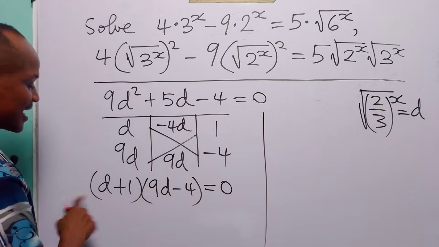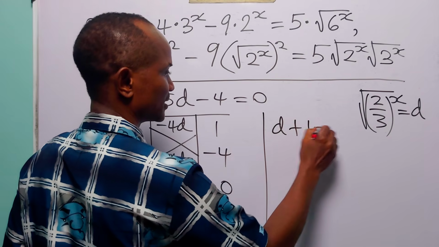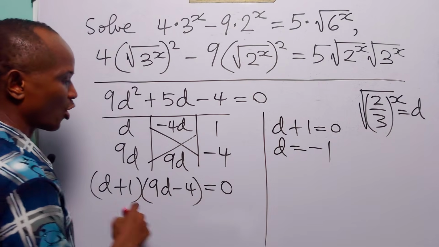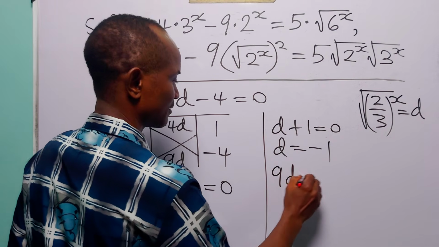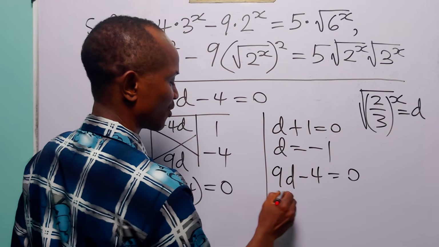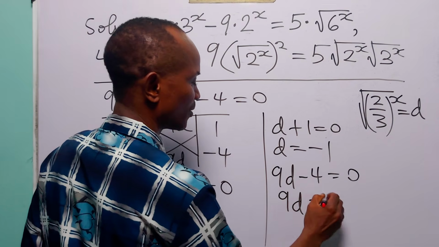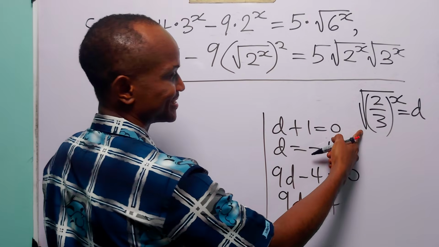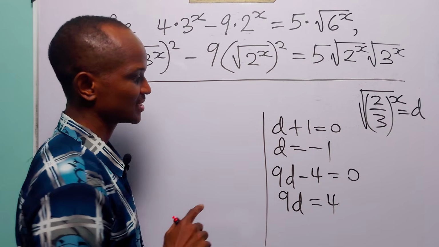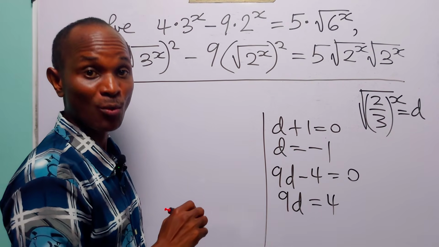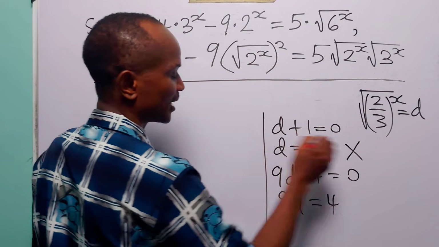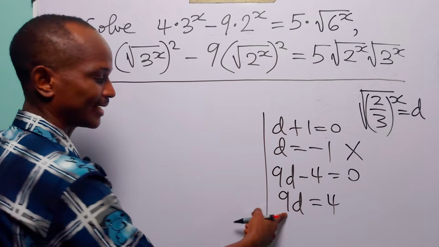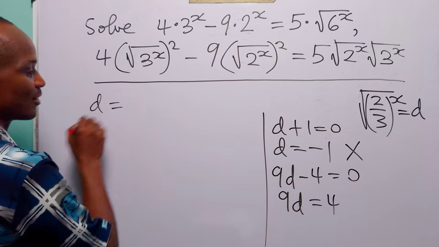Now, from here we have that either d plus 1 is equal to 0, from where d is equal to minus 1, or 9d minus 4 is equal to 0, from where 9d is equal to 4. Now, once more, remember that d is a square root, so it must be positive. But here we have that d is equal to minus 1, so this is unacceptable.